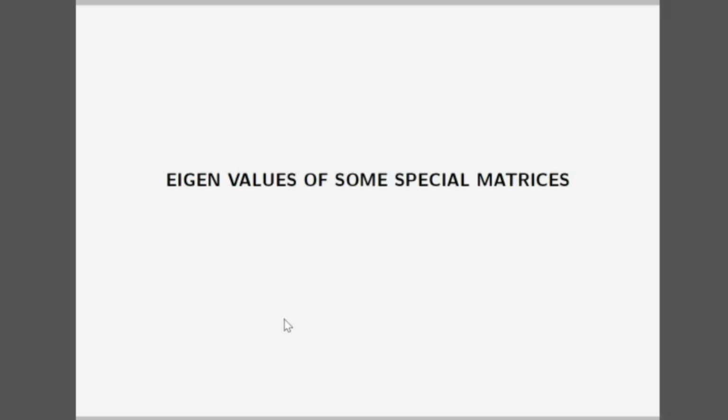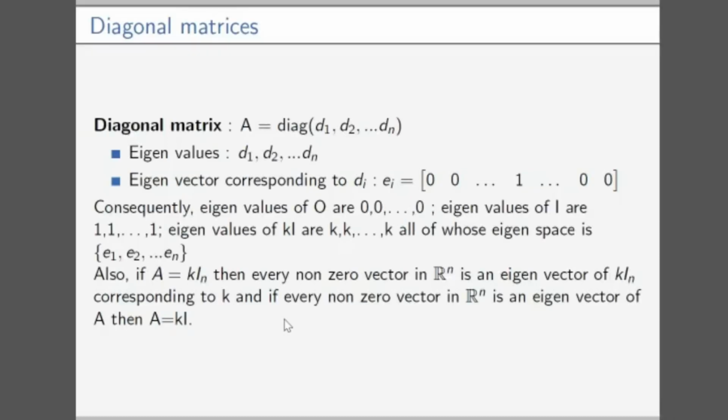Next, we'll be looking at eigenvalues of some special matrices. That is, we have some classes of matrices like symmetric, Hermitian, skew symmetric, orthogonal, and so on. So we'll be just looking at the pattern of how their eigenvalues appear. First one is the diagonal matrix. So a diagonal matrix, as we know, how does it look?